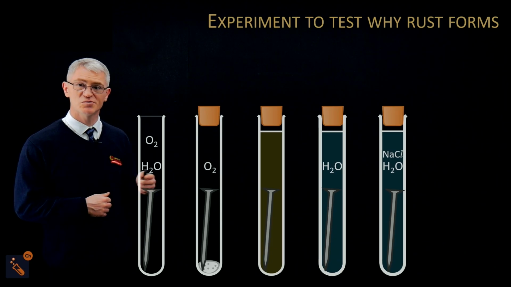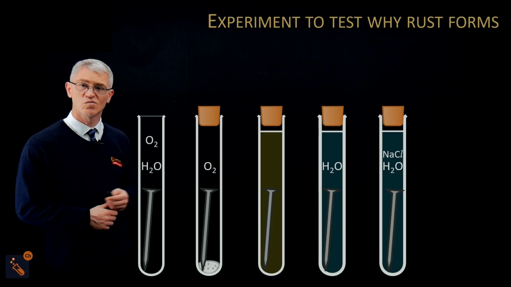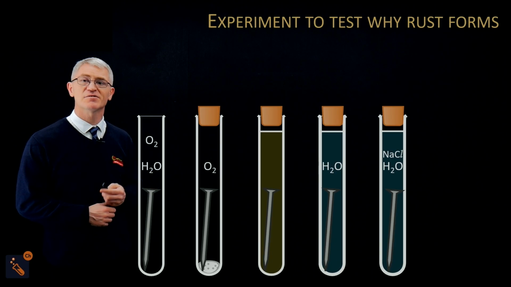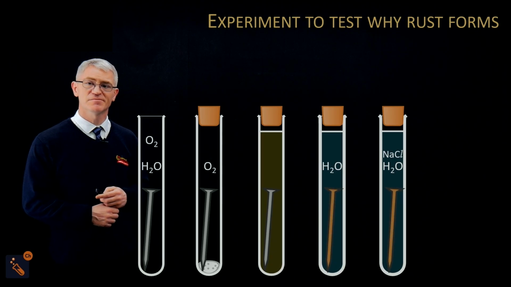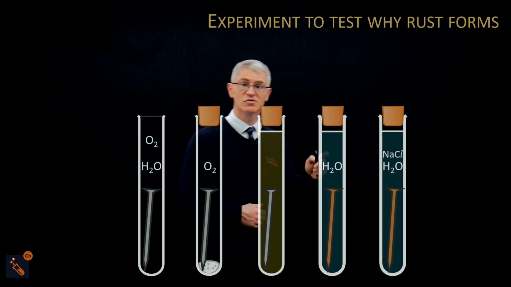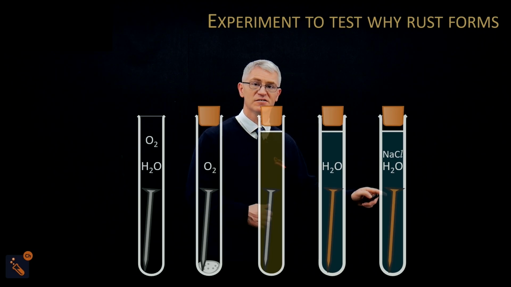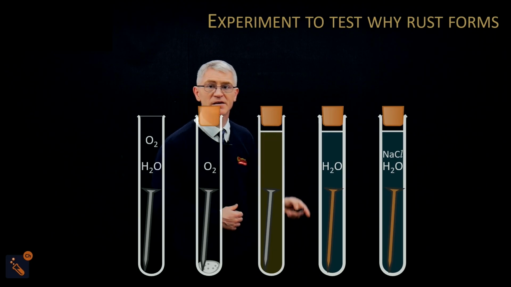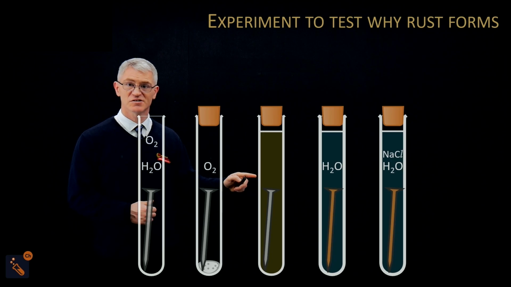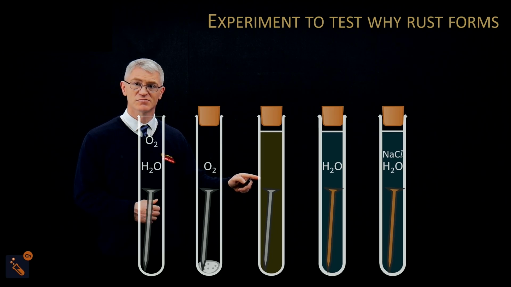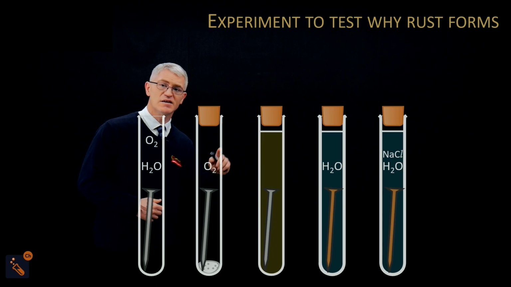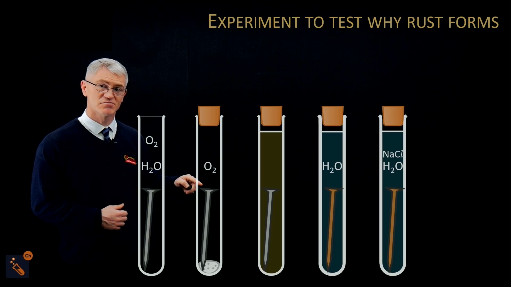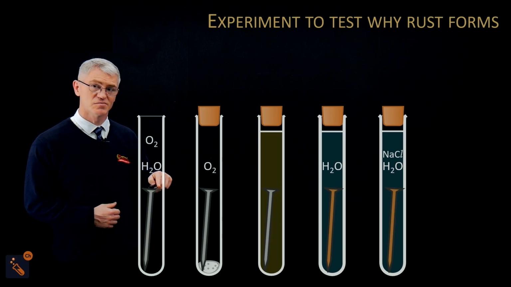Now, I have a prediction. Which one do you think, over a few days, will go rusty? Okay, so if we look here, we can see that our 2 tubes, here and here, have gone rusty. That has not gone rusty at all. Okay. That has not gone rusty, and that has not gone rusty.